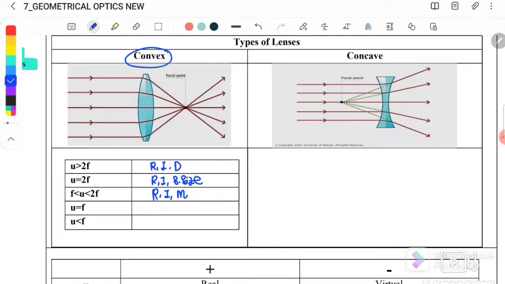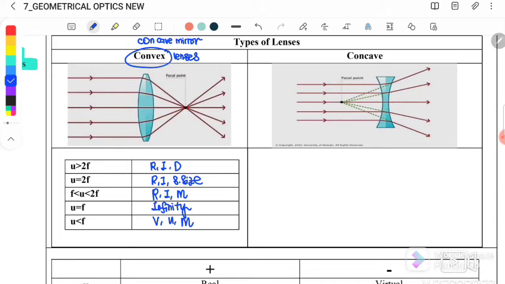And the fourth one, if the object is at the focal length, the image will be at infinity. And the last case, if the object is at a position less than the focal length, we will get an image that is virtual, upright and magnified. So this is the convex lens. This is also the characteristics of a concave mirror, so it's actually opposite.